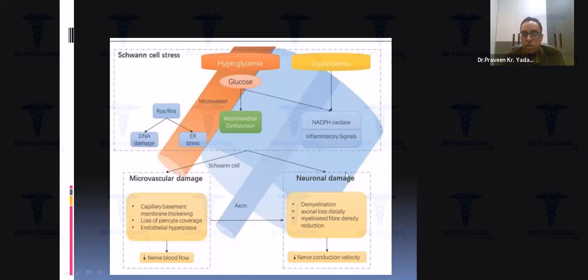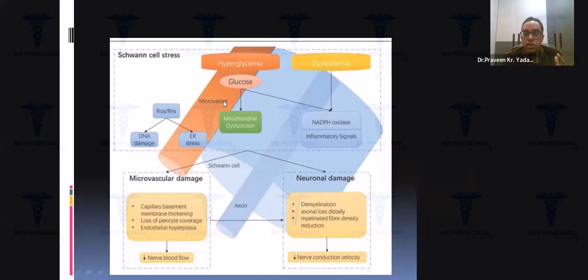And second is direct neuronal damage, which can be due to demyelination, axonal loss, and all those things. So there is an ischemic element to the nerves, and second is the direct neuronal damage due to the mitochondrial dysfunction and all those things.